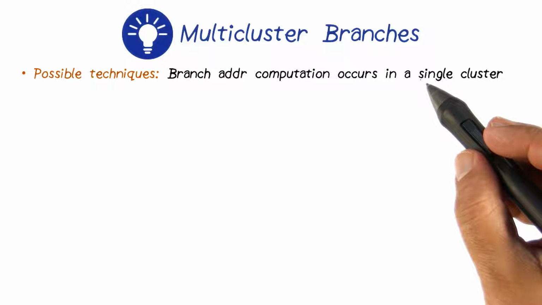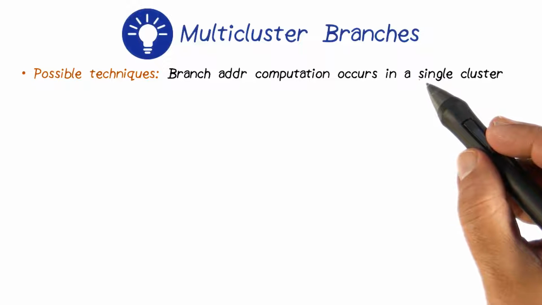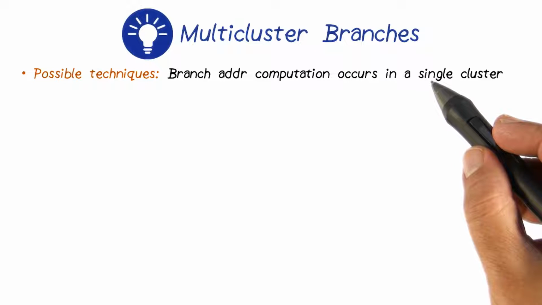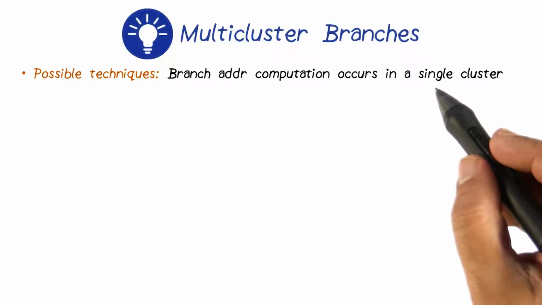Some multi-cluster solutions involve computing the branch target address in one cluster and leaving the implementation of the branch comparisons individually to the clusters. What is the benefit of this approach?